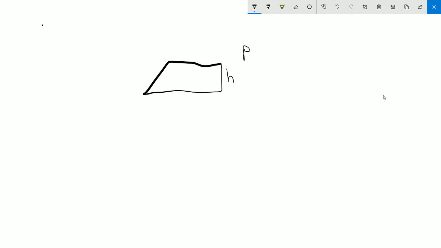So for the perimeter, we are going to add the lengths of all these lines. So just add the length of this line h, and let's say this is L1, this is L2, and this is L3. So just add L1, L2, and L3.